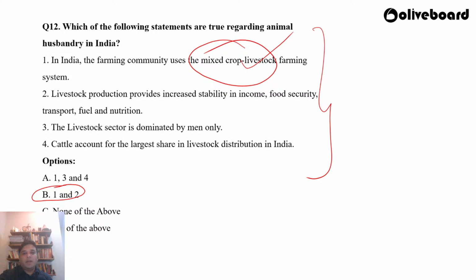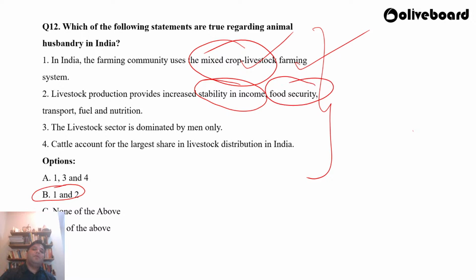Mixed cropping हो रहा है एक ही piece of land पे. And livestock farming भी होता ही है हमारे यहाँ पे, right? Cattle and milch farming होता ही है, right? So this statement is correct. Second, livestock production provides stability in income. क्या stability income provide कर सकता है? हाँ, right? If you include dairy in that, then it will provide more income.